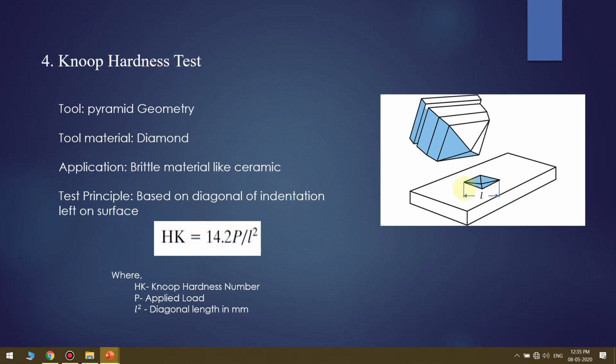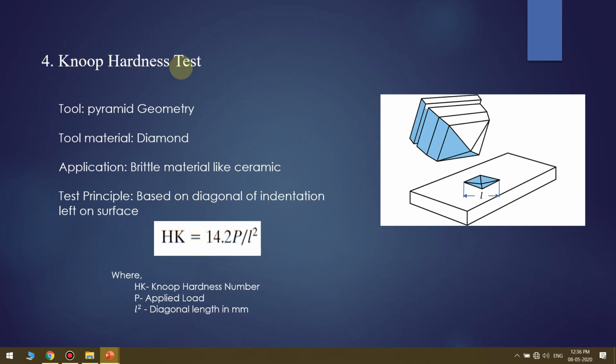That means when the indenter is forced into the surface of the specimen, what happens? It forms an impression, and here the load applied will range between 1 gram to 1000 gram, which is much smaller than the Rockwell and Brinell hardness. Okay, and I can say from the obtained impression we are going to calculate the Knoop hardness value.